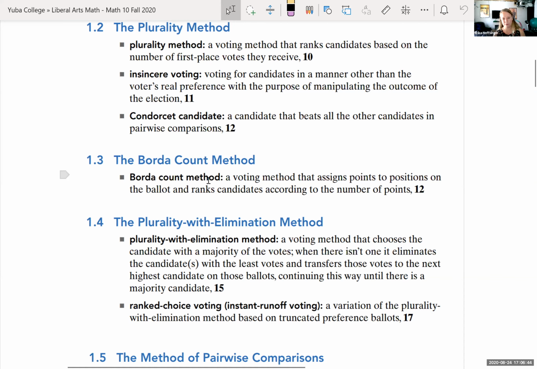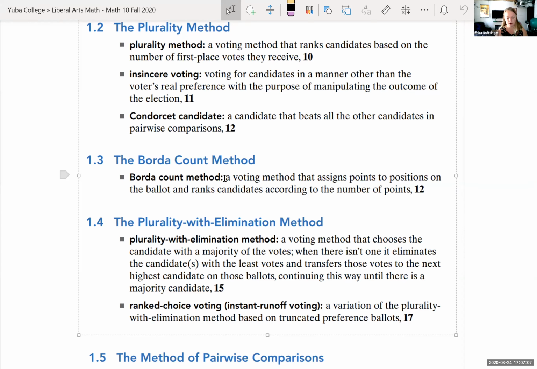So Borda Count Method, this was another method that you could use. And this was a method where you gave points based off of what place they ranked. So if they were first place and there were N candidates, they got N points. The second place person would get N-1 points. And the last place would only get 1 point. And the person who has the most Borda points would be the winner of the election.